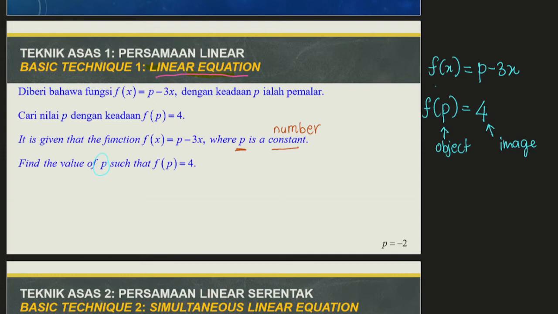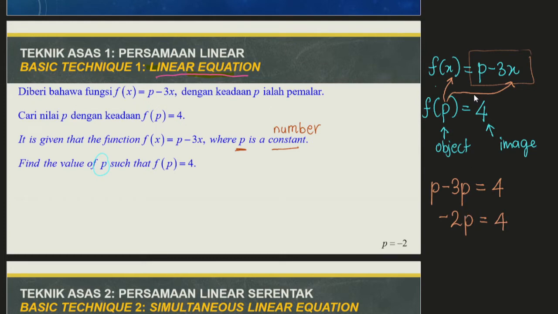This is the first thing you need to be clear of. Now the p will substitute into the x place. The 4 is the image, the whole thing. So p minus 3p equals 4. p minus 3p is negative 2p. What is the value for p?